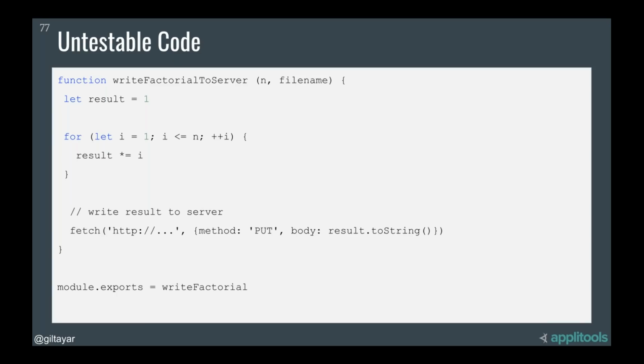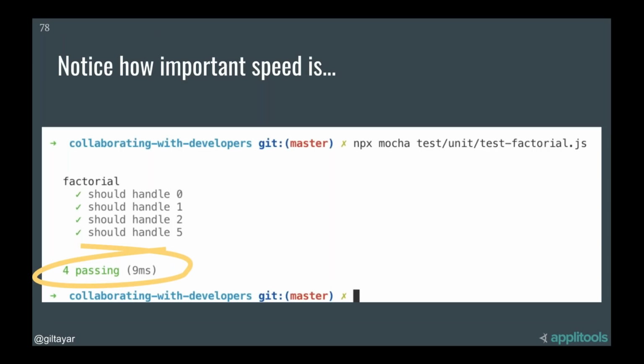So, for example, this is untestable code. A write-factorial-to-server function, which computes the factorial and then does a fetch. A fetch is an API call to the server, and it sends the factorial to the server. That is not good, because now just to test the factorial, I have to raise the backend server and do lots of stuff. I would prefer extracting that factorial into a factorial function, which I can check easily, as we've seen.